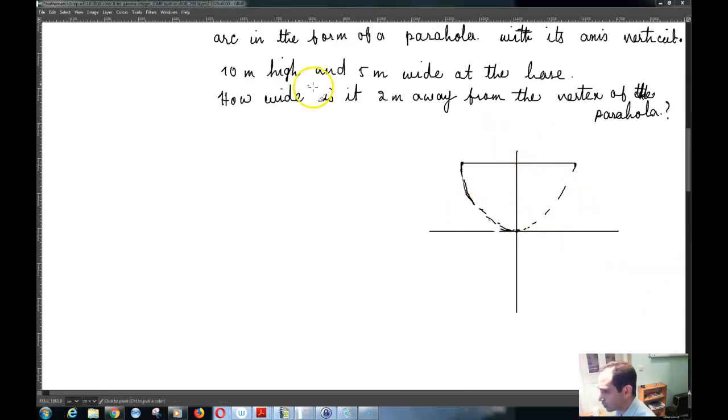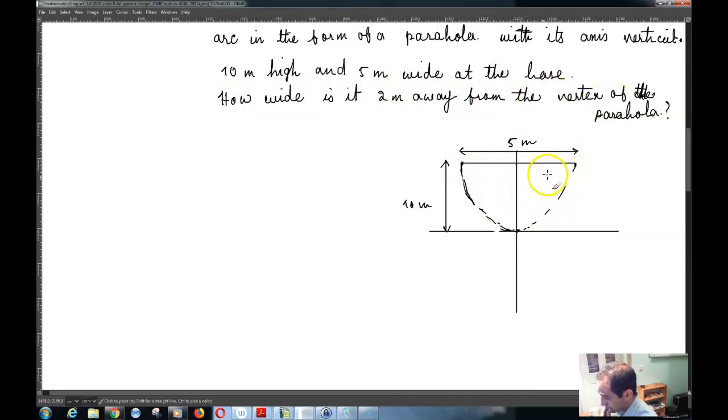Okay, so that means that 10 meter high would be this height over here. This would be 10 meters and 5 meter wide at the base. So this width over here is 5 meters, and okay, so how wide is it at 2 meters away from the vertex?